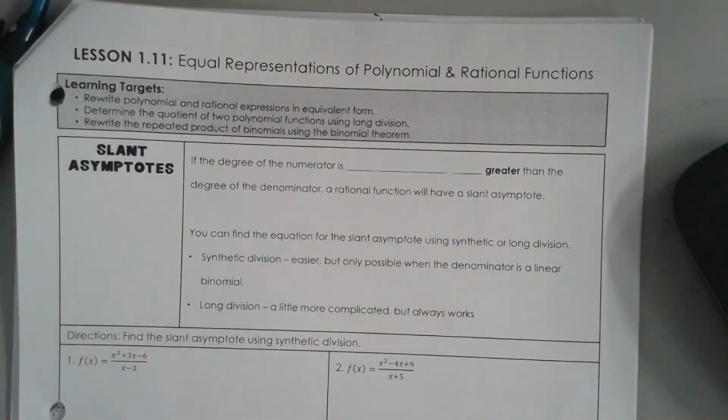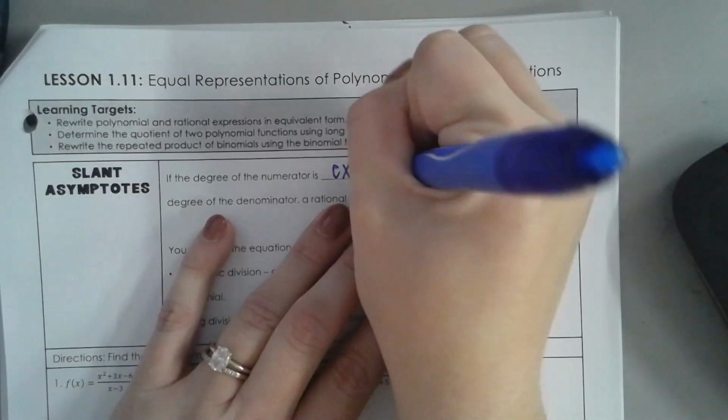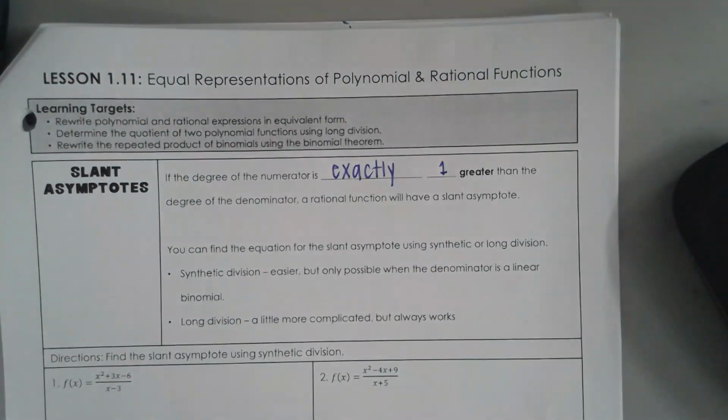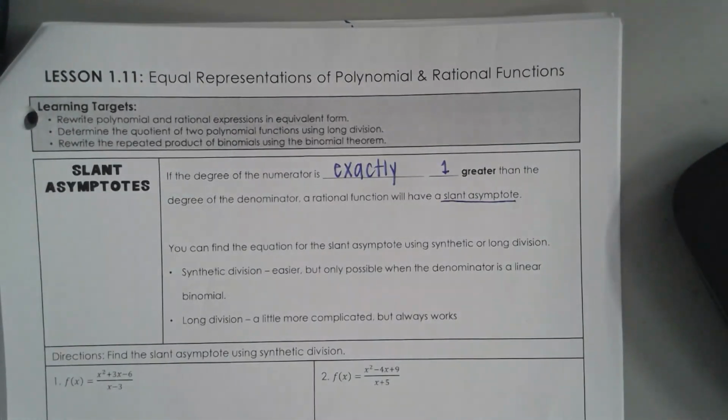If the degree of the numerator is exactly 1 greater than the denominator degree, that means there is a slant asymptote. If you have a rational function with an x cubed on top and an x squared on bottom, it has a slant asymptote, because the degree on top is exactly 1 more than the bottom.